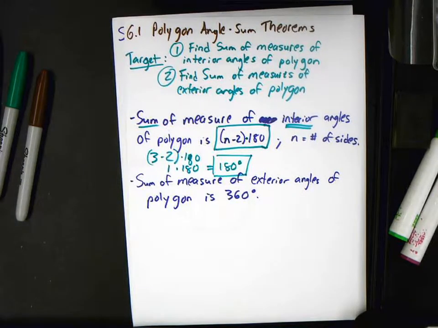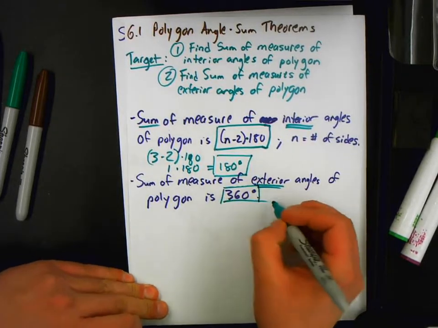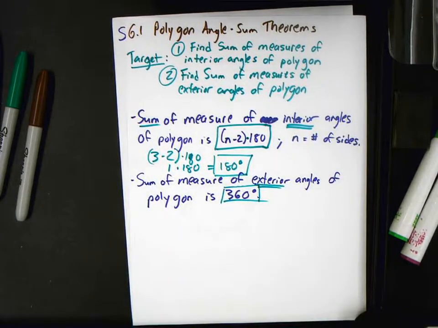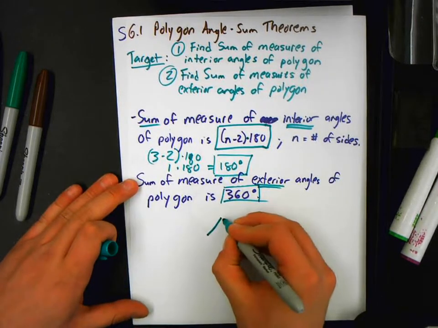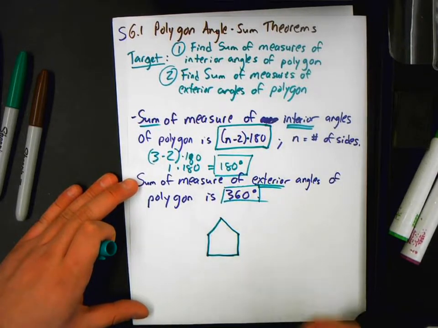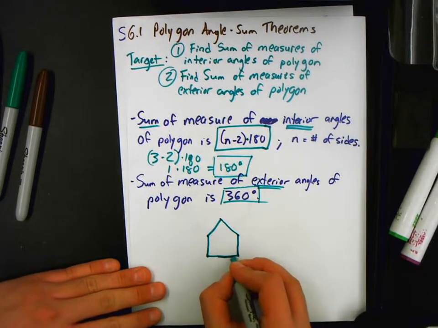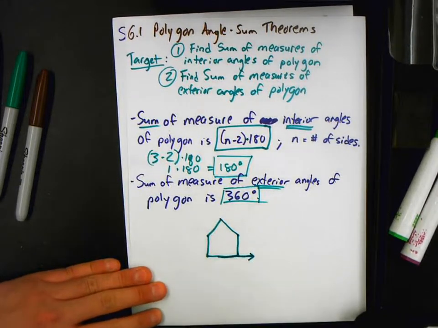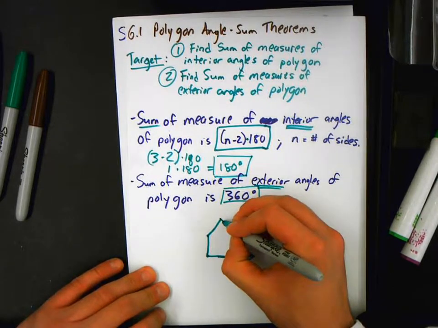The next theorem is that the sum of the measure of the exterior angles of a polygon is 360. Every single time they're going to add up to 360 degrees. And what I mean by exterior angles, if let's say, for example, we have a pentagon, a five-sided shape, an exterior angle is something that if you extend the line out past the shape, in the form of a vertex on all of the points.